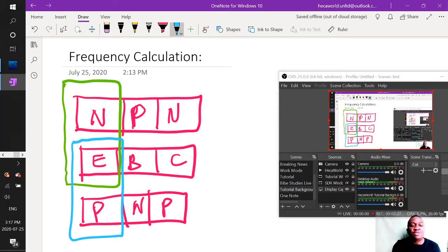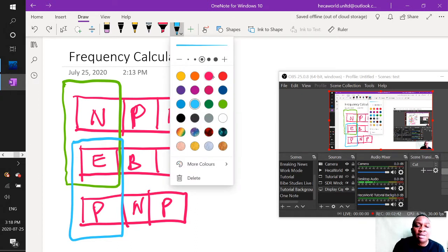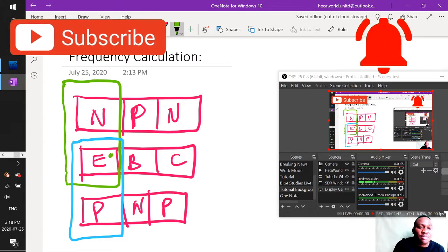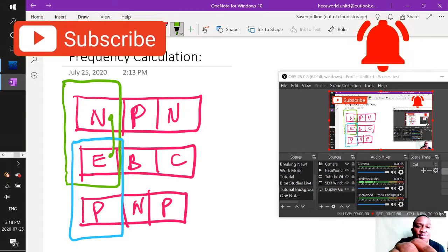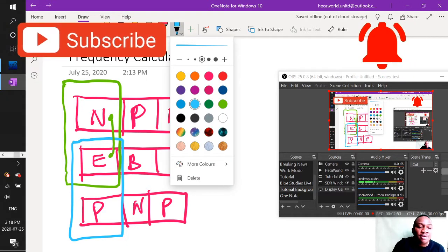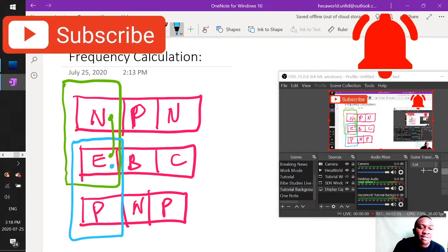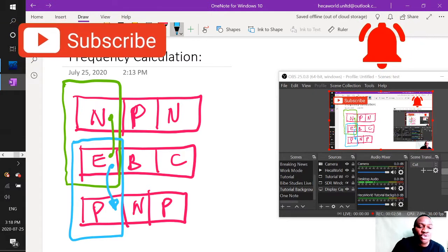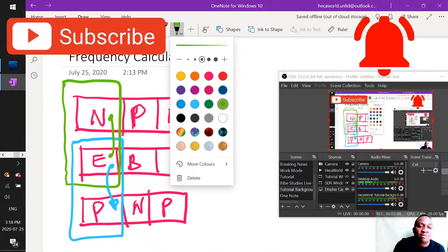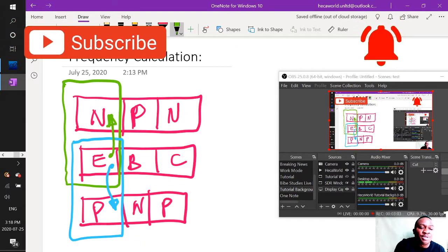Now, one thing you have to notice is for the NPN, the emitter is always the most negative. Always the most negative. Again, I'm using the wrong pen, so let's change the pen and use green again. The emitter is always the most negative. And for the PNP, we're going back to blue. For the PNP, the emitter is always the most positive. Always. So when you have this in mind, it becomes a little bit easier.